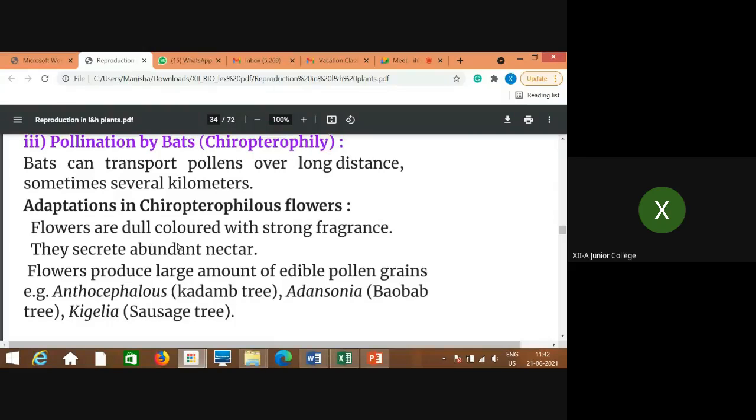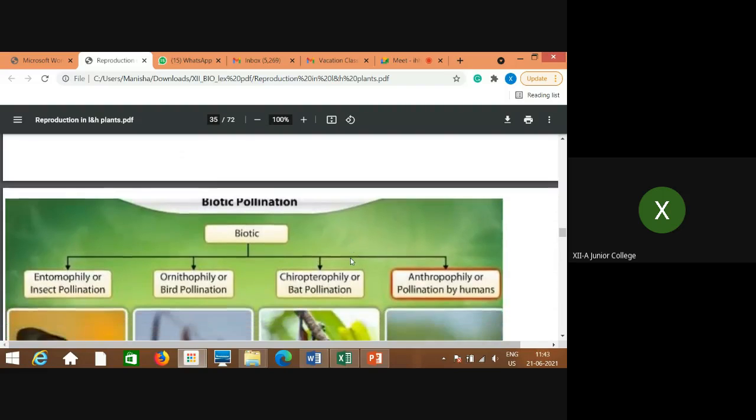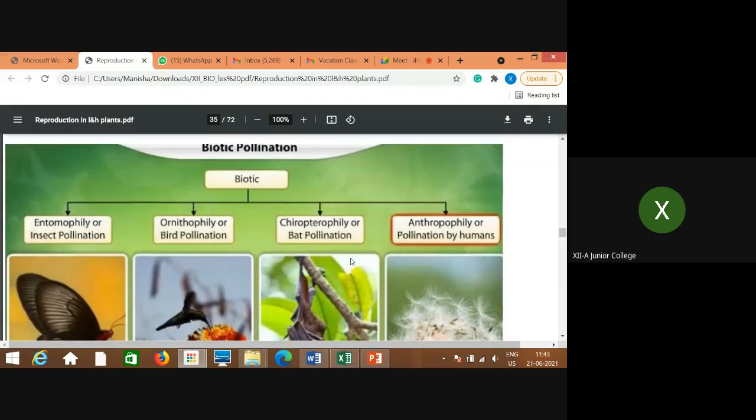So to get this nectar, by the strong smell produced by the flowers, these bats reach the flower and get the nectar. The flowers produce a large amount of edible pollen grains, means they can be eaten. Kadamba flower tree, that is Anthocephalus, then Adansonia baobab tree, and Kigelia, the sausage tree, are some of the examples pollinated by the agency of bats, where the flowers are large and dull colored.